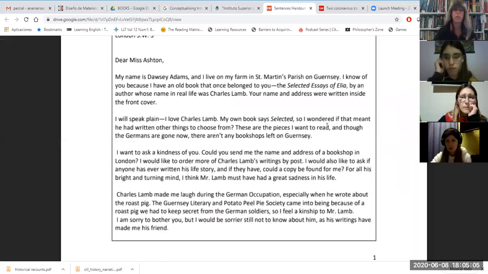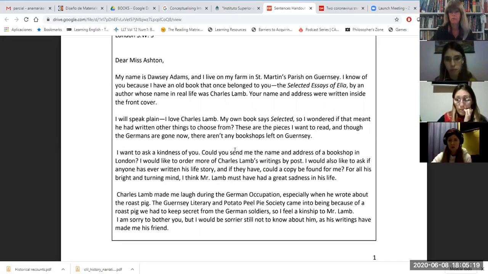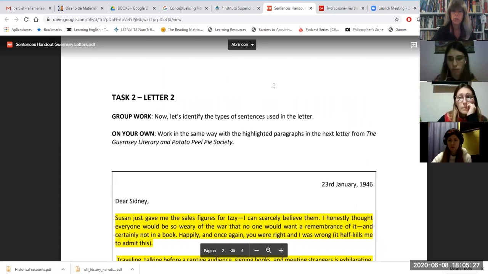We saw that there is a variety of sentences, like simple, compound, complex, and compound complex sentences used in this letter. And then as homework, you had to identify the types of sentences in these two paragraphs and then in this paragraph. So, are you able to solve this exercise?